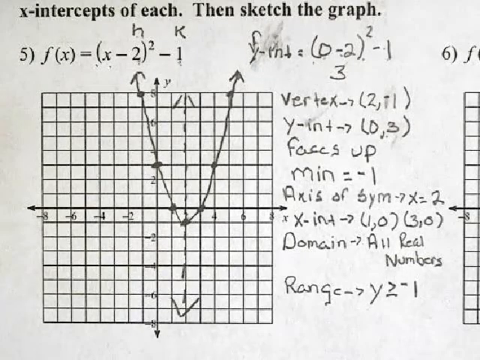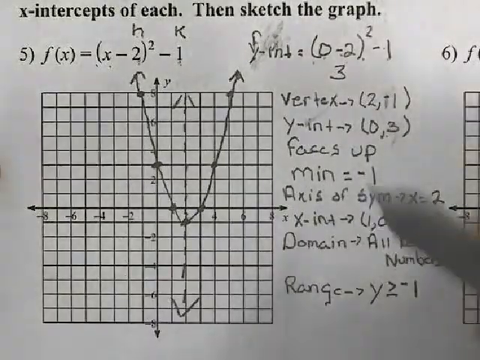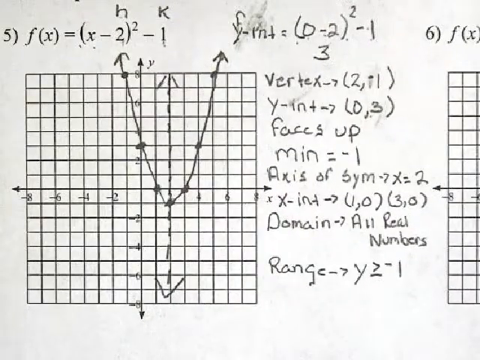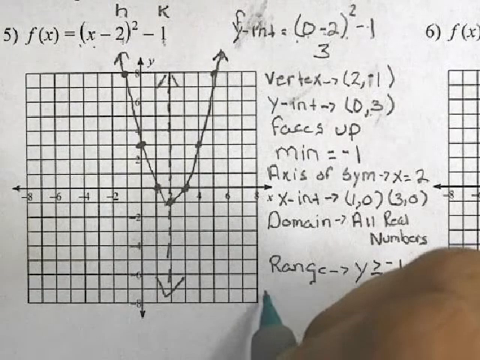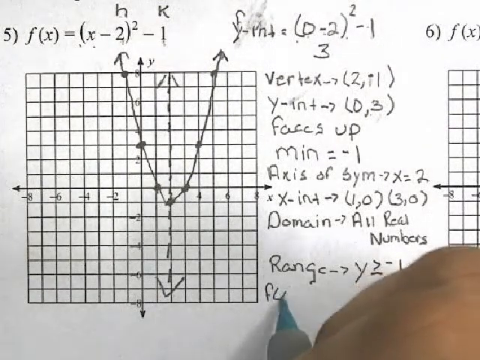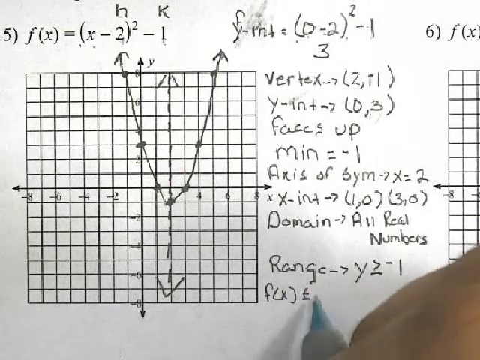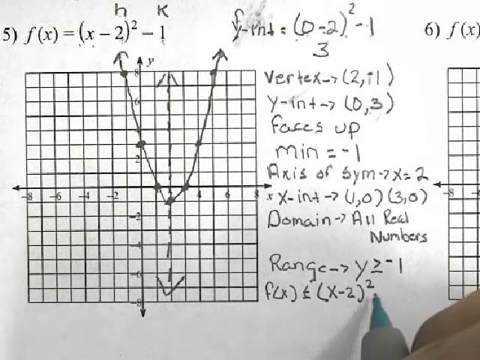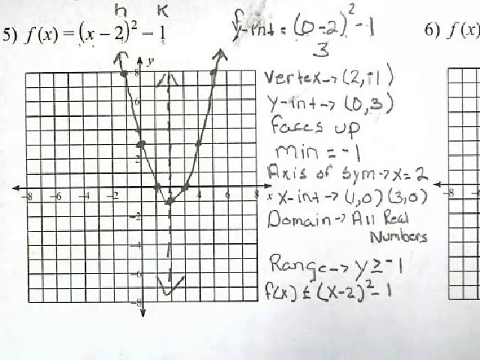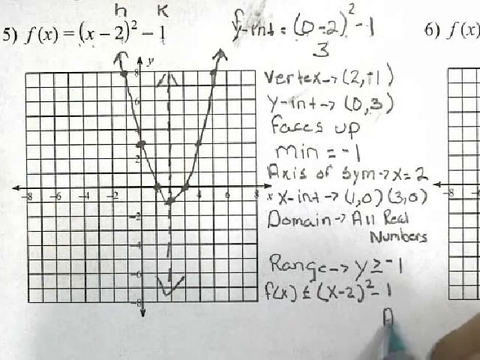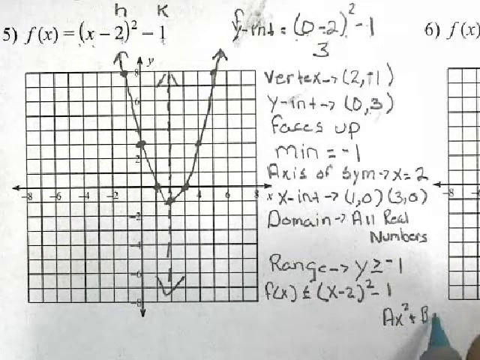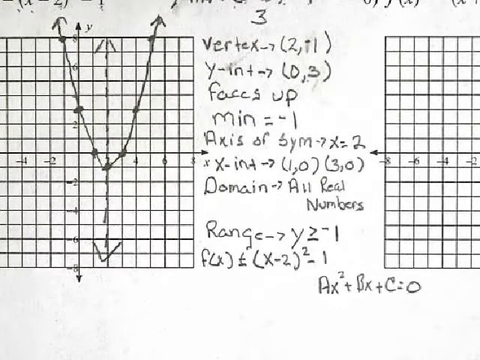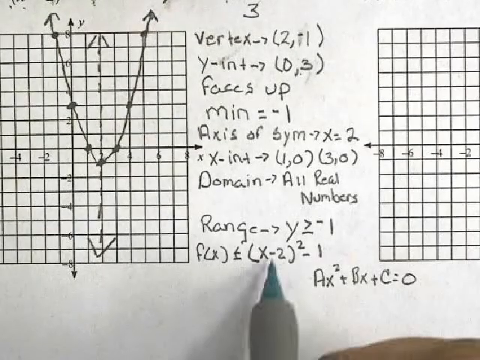That's the range. If you have a maximum value, that means it'll be less than, because that's the max value of y. Now, the last thing to do is we're going to change this to standard form. f of x is equal to (x minus 2) squared minus 1. We're going to ax squared plus bx plus c is equal to 0. That's standard form. Now, square this.